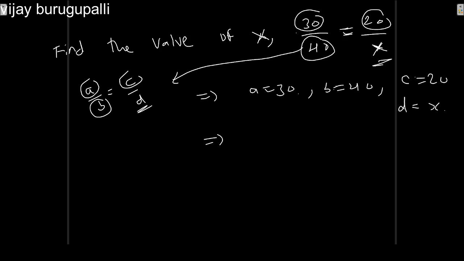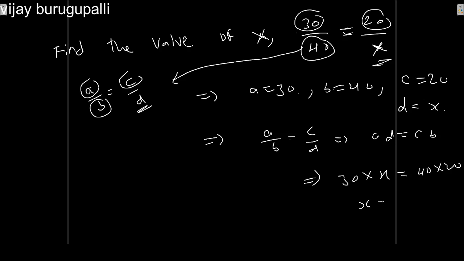Now from this we can obtain that AD is equal to CB. That means 30 into x is equal to 40 into 20. That means x is equal to 40 into 20 by 30. That means x is equal to 80 by 3.